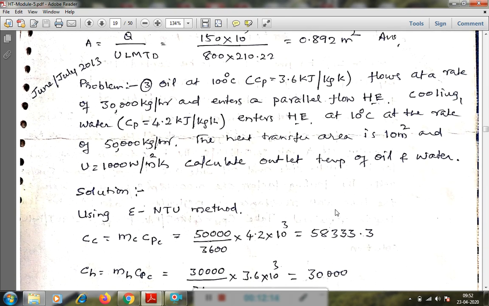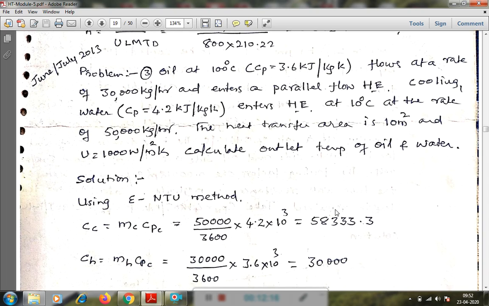Then another problem we will take. This is somewhat different. Oil at 100 degrees Celsius, Cp is equal to 3.6 kilojoule per kg Kelvin, flows at a rate of 30,000 kg per hour and enters a parallel flow heat exchanger. It is the hot fluid.